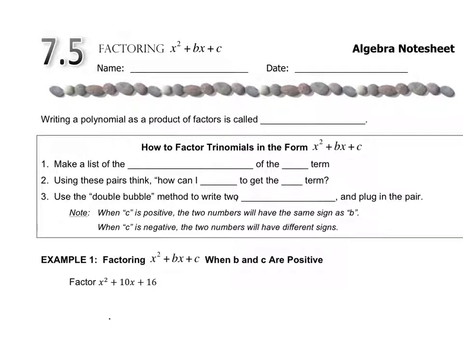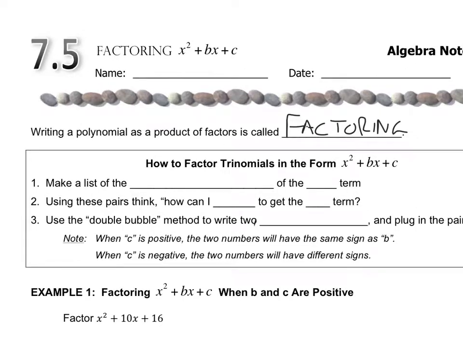Sometimes, though, we've taken out some and there is still more that we need to do. For example, we still have x's in both of our first two terms. So basically, writing a polynomial as a product of factors, we call this factoring. And here are the steps on how you do that.